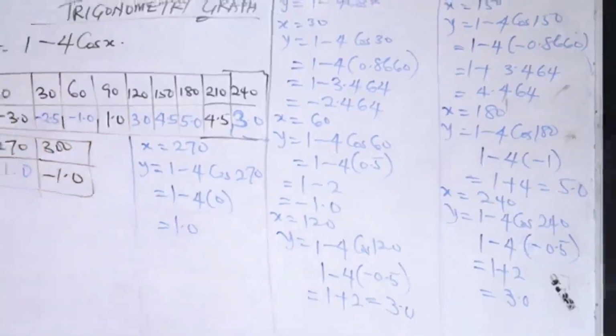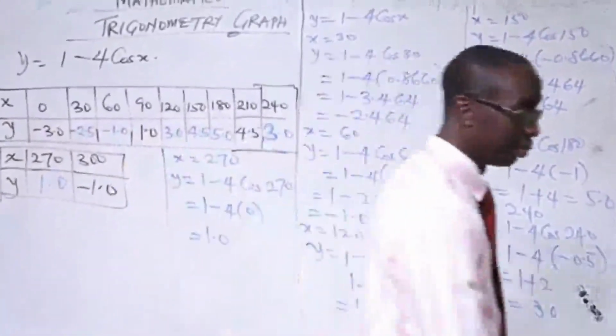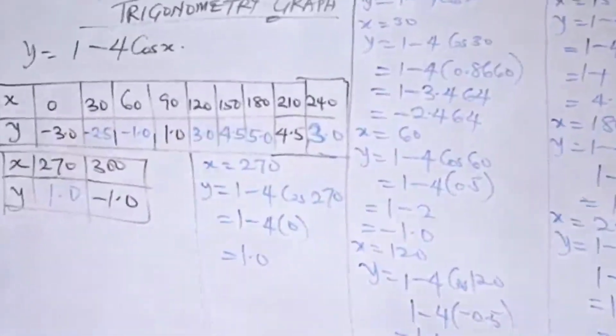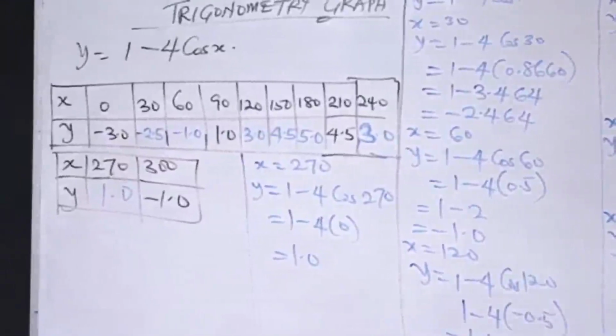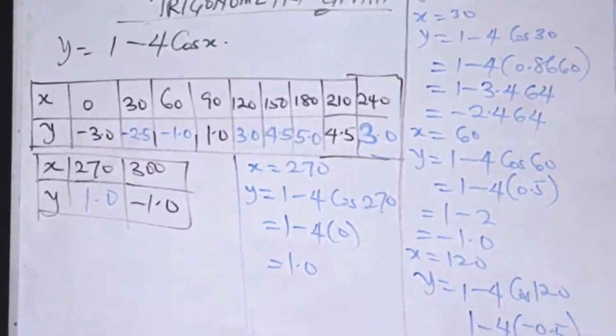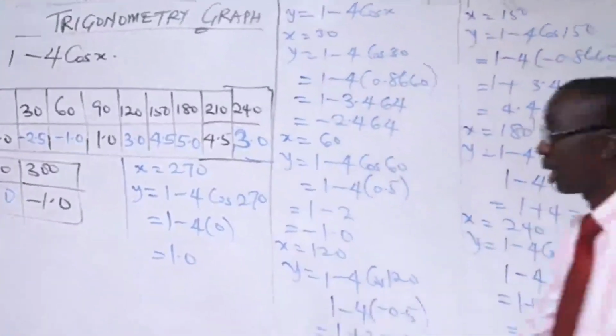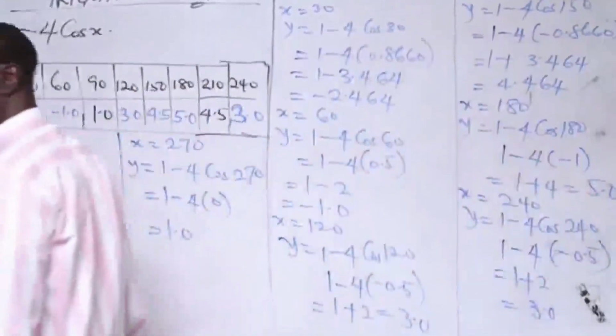Now our table is completed. We have completed that table. And now we can look at how to translate this table to what? Graph. Can I rub it off? Yes, sir. Class, are we on the same page? Can I rub it off? Yes, sir.